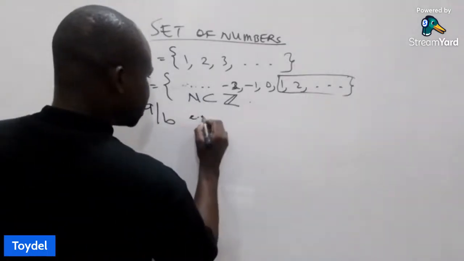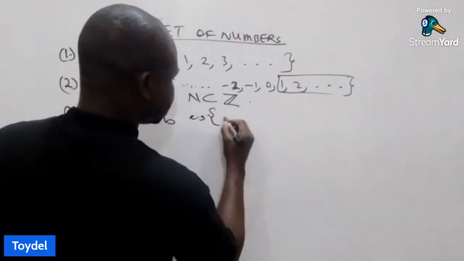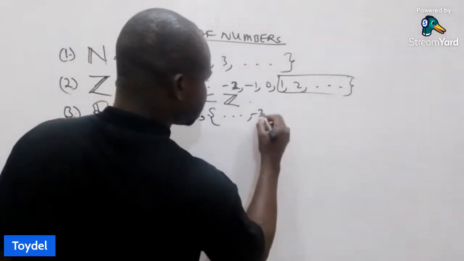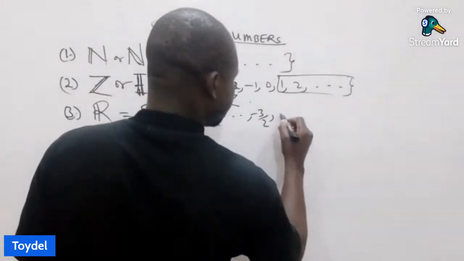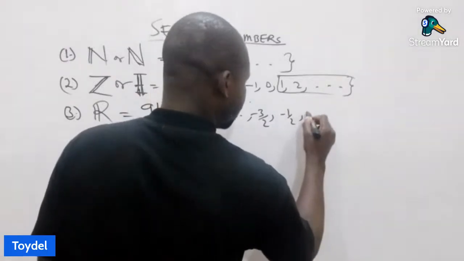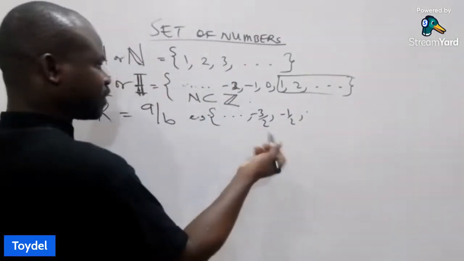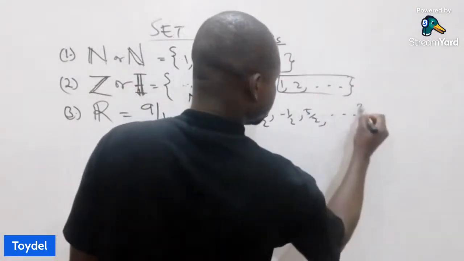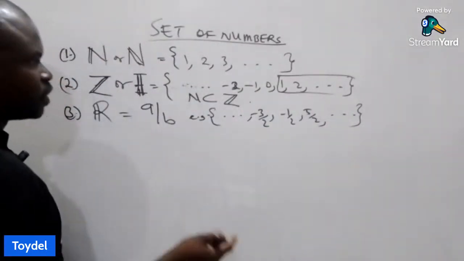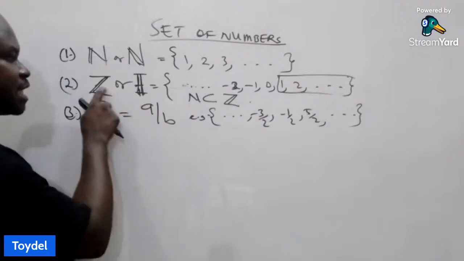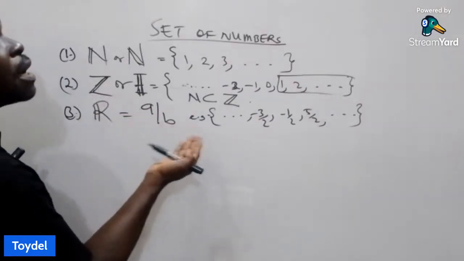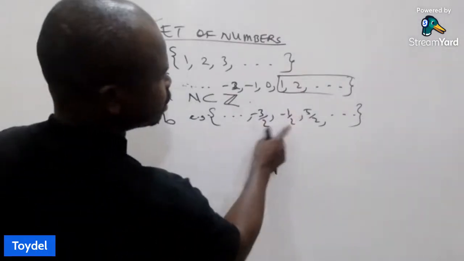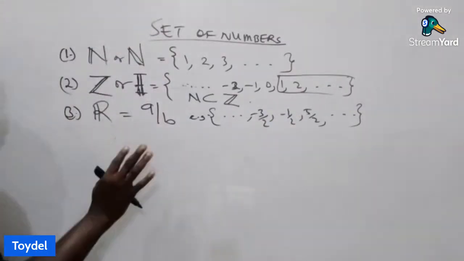An example is the set of these, which can go from minus infinity. You can have 3 over 2, minus 3 over 2, minus half. Of course, these are part of the numbers. You can have something like 5 over 2. It could be negative or positive. The set of rational numbers is the extension of integers that involves improper fractions, that is, fractions where the numerator is greater than the denominator, and it could be positive or negative.